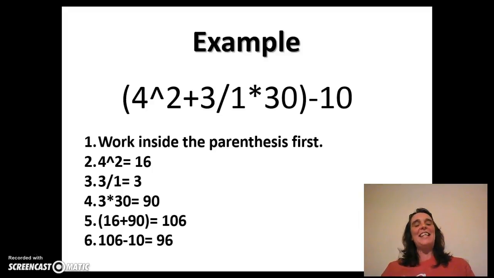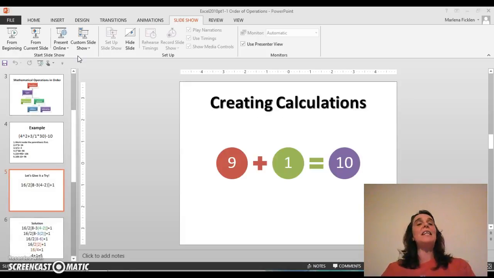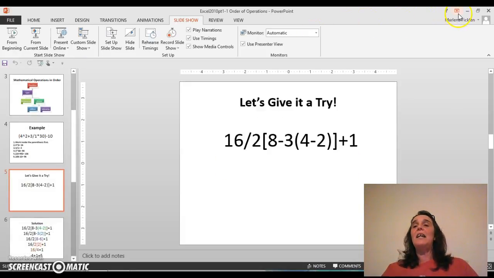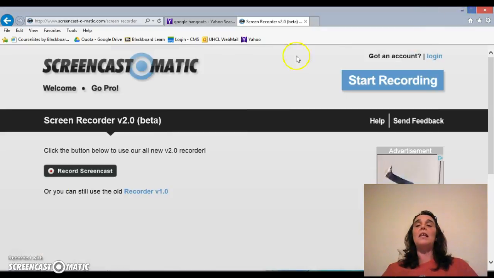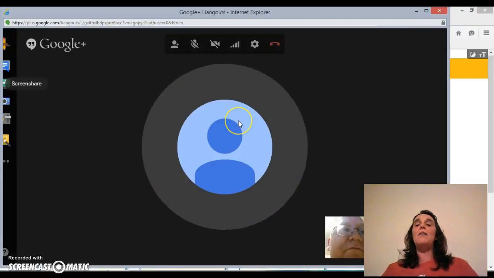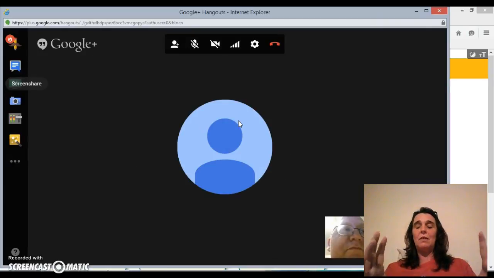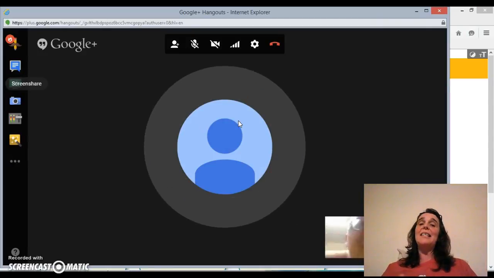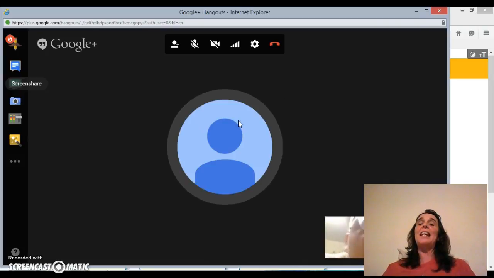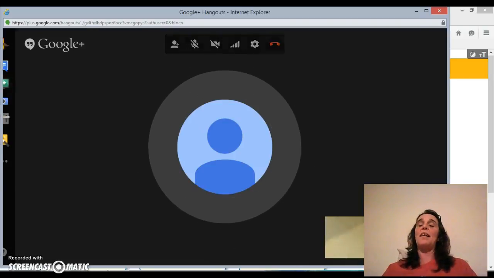So this is our order of operations. It's very important whenever we're working with functions and formulas in Excel that we always start our information off with an equal sign. That lets Excel know that we are going to be putting information in there and we want a calculation back.